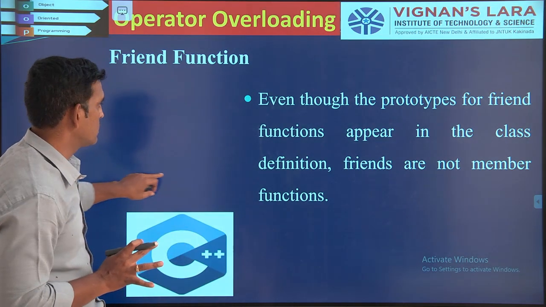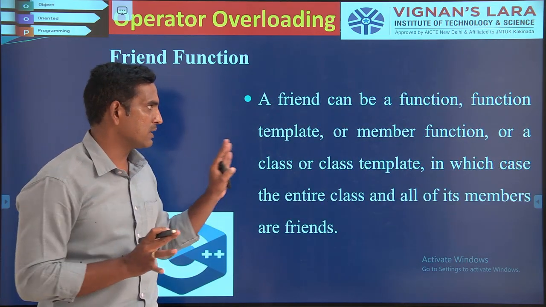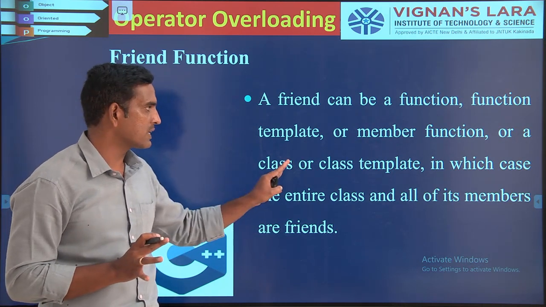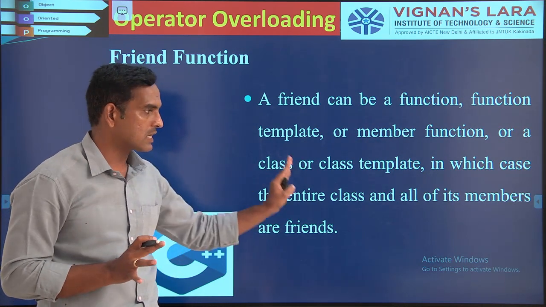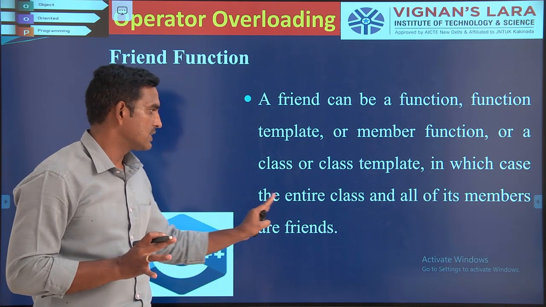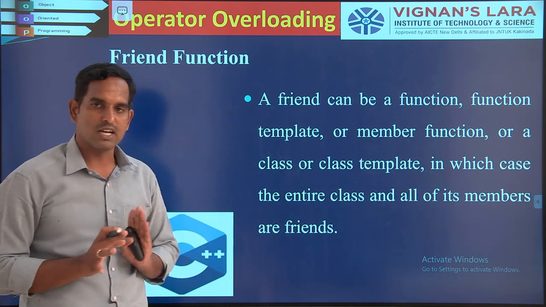Next, a friend can be a function, a function template, a member function, or a class template, in which case the entire class and all its member functions are friends.